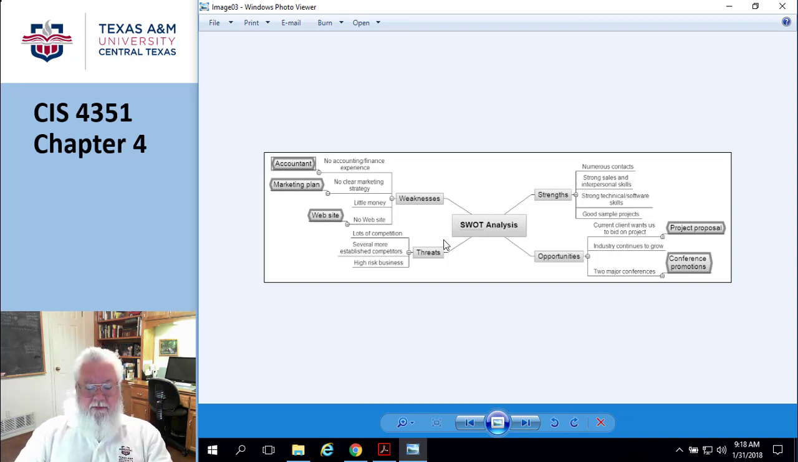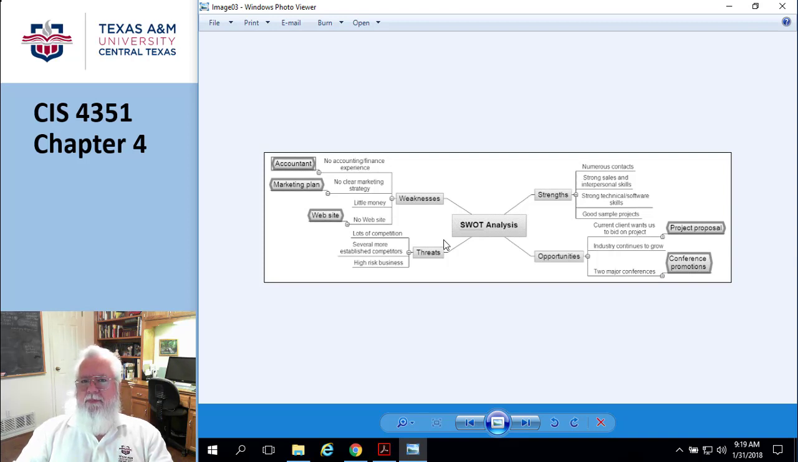What they basically said is, if you look at the scenario on page 142, after they're done with their SWOT analysis, here's what they came up with. We need an external accountant. Okay, cool. We need to hire a web company because we don't really want to do our own website. Develop a marketing plan, because they didn't have one. Cool. Have some sort of project, make a good project proposal.